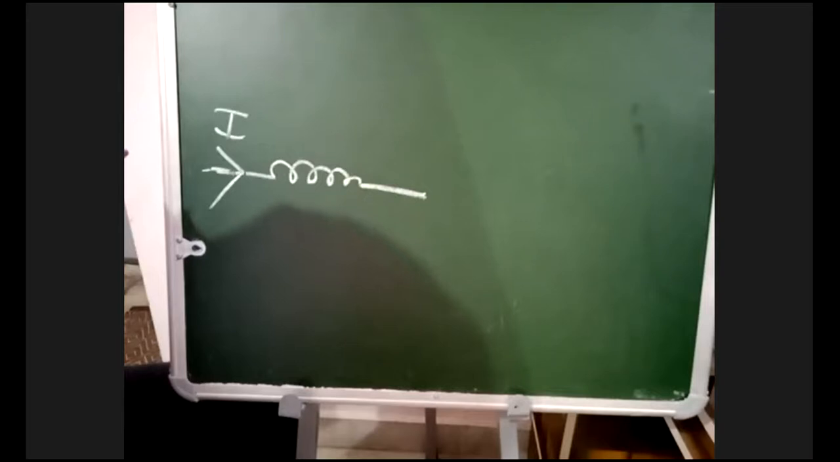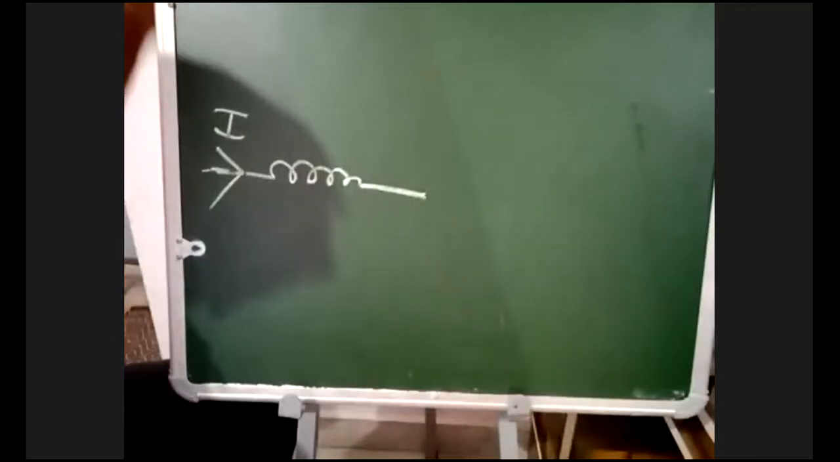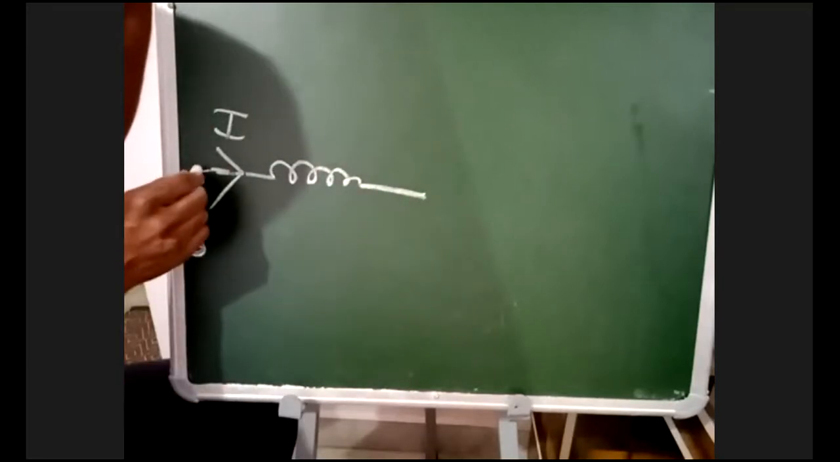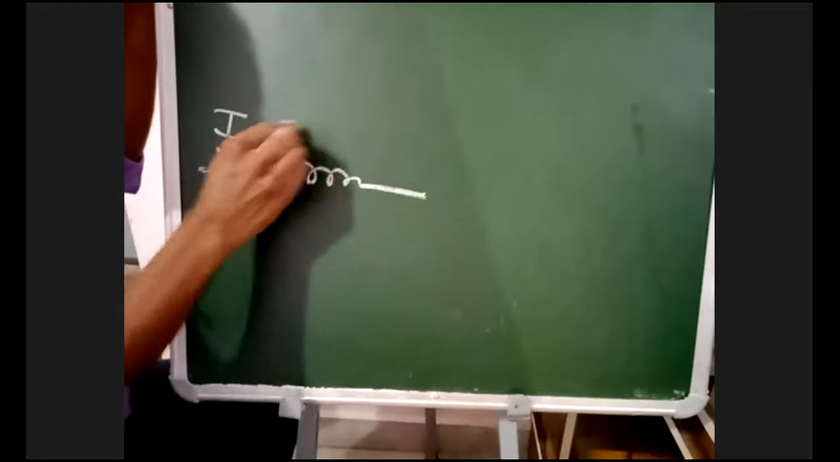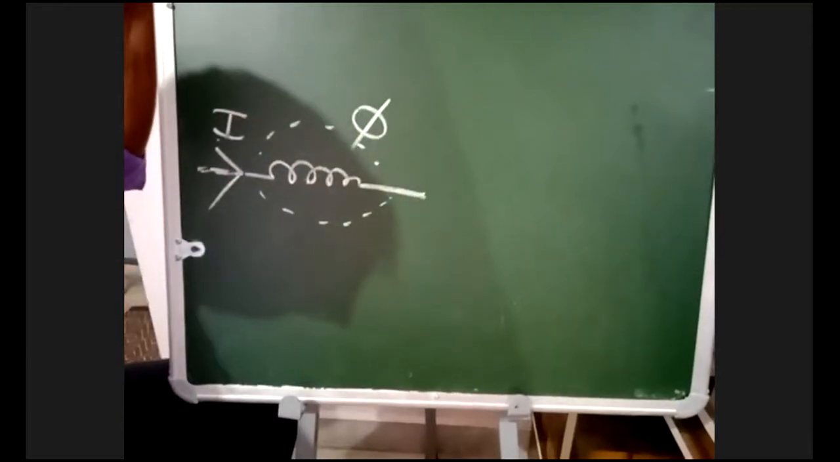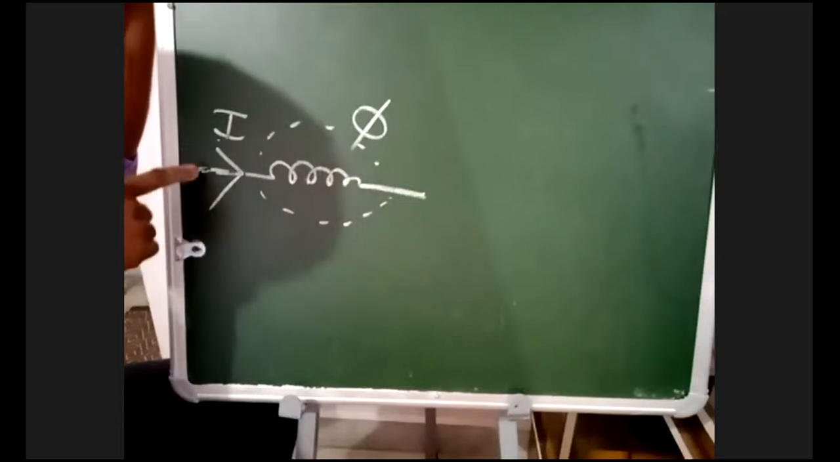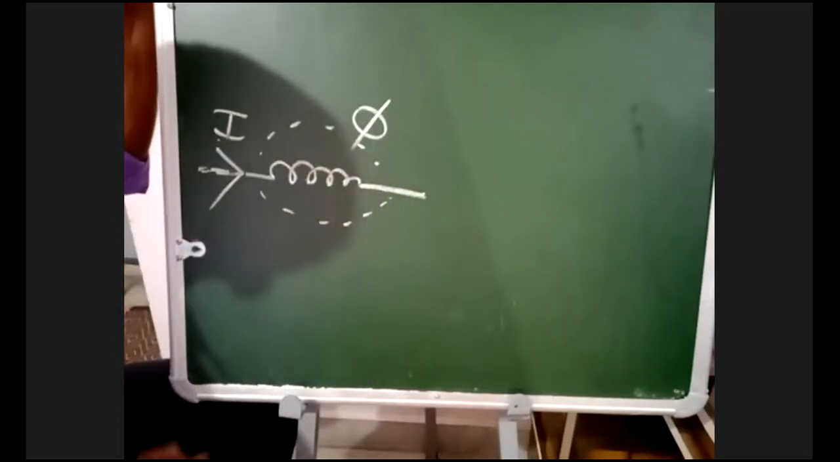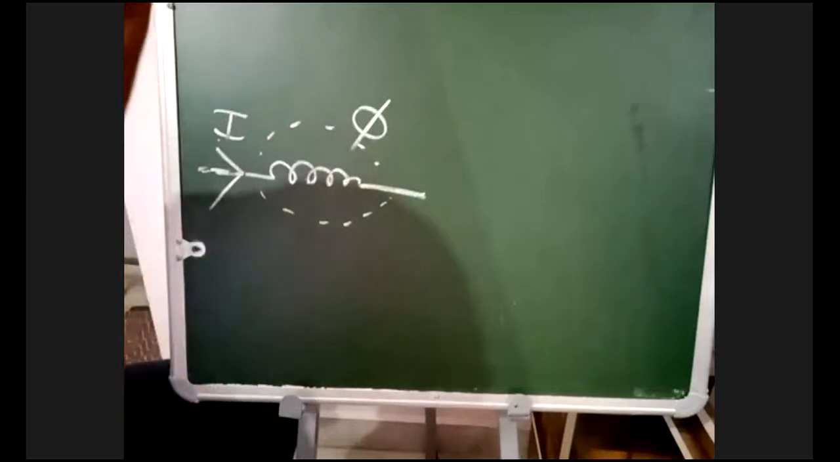Electrical quantity. From the electrical quantity, we can generate the magnetic field, the magnetic quantity. See here, if current is passing through this coil, around the current carrying conductor, magnetic flux is generated. From the electrical quantity, we are getting the magnetic quantity. Similarly, from the magnetic field, you can generate the electric field. Write a note.